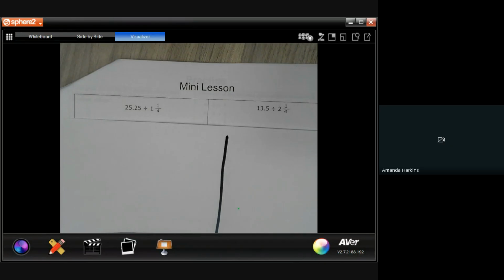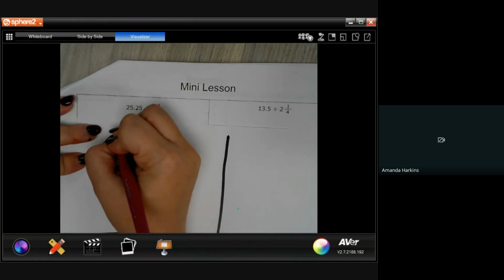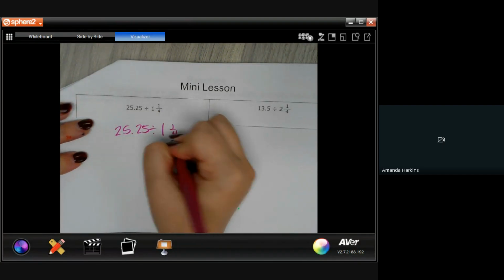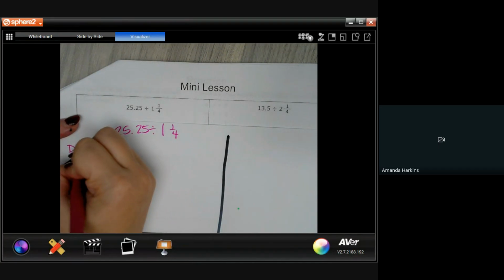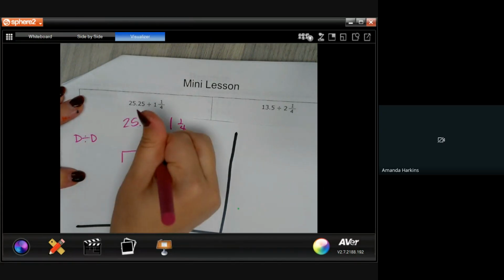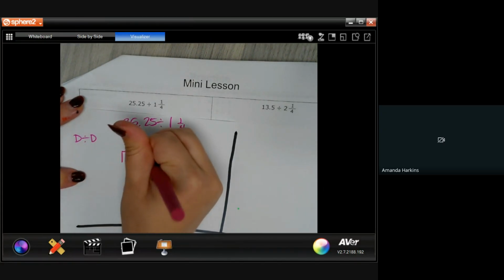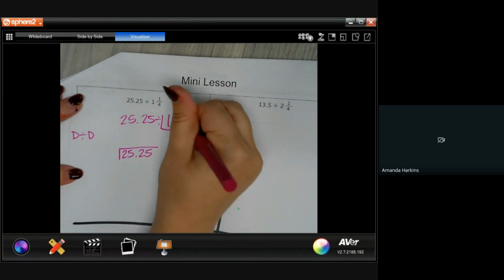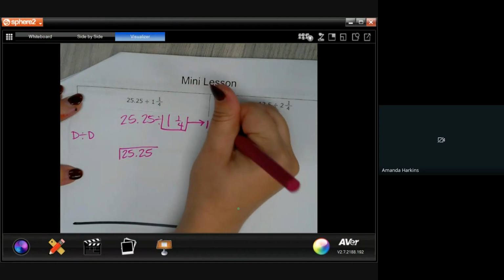So we have 25.25 divided by 1 1/4. So for this one, we're going to divide decimal and decimal, okay? So my 25.25 is going to go inside my house, and then I have 1 1/4. Remember, this 1 1/4 can be converted to 1.25.